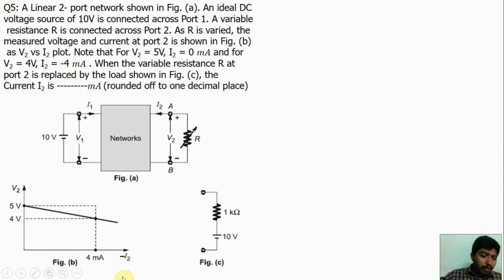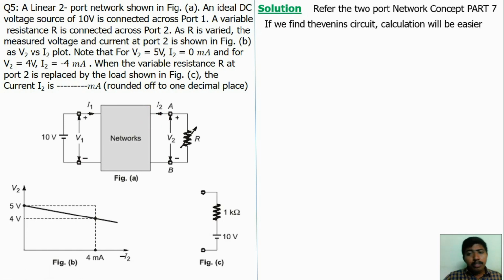The condition is given. When I2 is equal to 0, V2 value is 5 volt. When I2 is equal to 4 milliampere, V2 is equal to 4 volt. The V2 I2 relation is given. Okay. For this circuit, if you find the Thevenin circuit for the two-port network, it will be easiest. Without the Thevenin circuit, the problem will be a complex one.